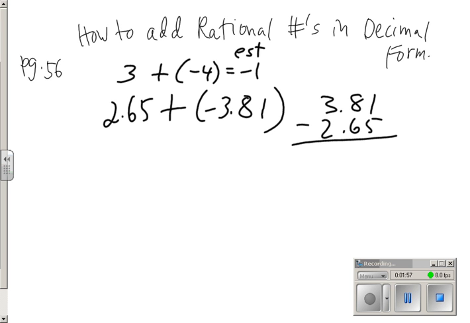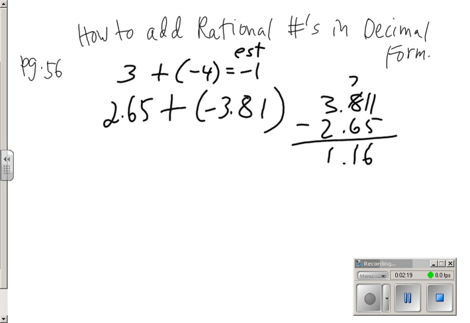So what I do here is I line up my decimals. I just use my basic algorithm. 1 take away 5 I can't do, so I borrow. Give it 10 hundredths there. Now it makes it 11 hundredths. 11 hundredths take away 5 hundredths is 6 hundredths. 7 tenths take away 6 tenths is 1 tenth. And 3 take away 2 is 1. So my answer is 1.16.